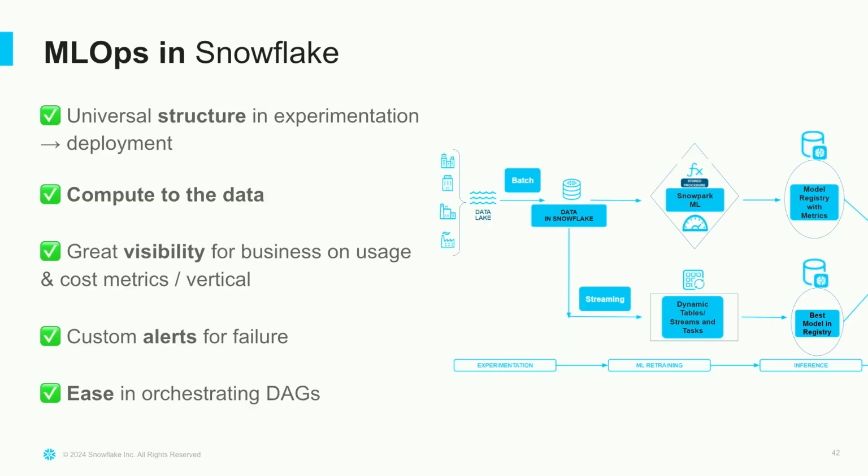I already can see two big changes that I'm going to make for this architecture in terms of using dynamic tables more than the streams and tasks, and also using feature store rather than the traditional way. So right out of the bat, we have seen the value more around having a universal structure in going from experimentation to deployment in just one platform, and it's easier to measure.